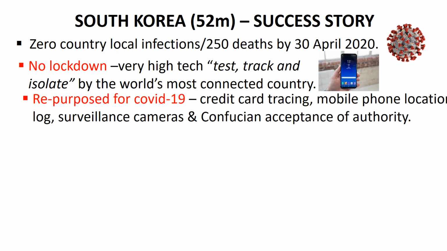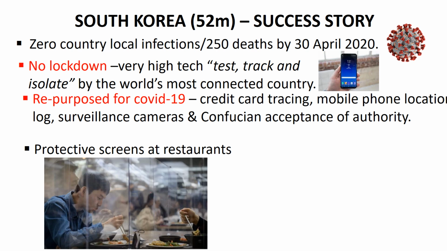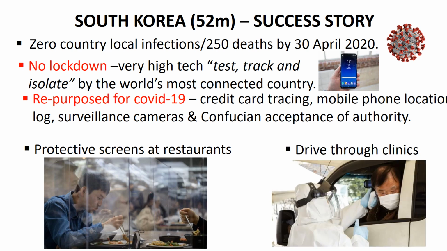Another important thing was that a lot of techniques that were used for, I suppose, surveillance, credit card tracing, mobile phone location logs, surveillance cameras, and a sort of Confucian acceptance of authority, were repurposed for COVID-19, including protective screens at restaurants and drive-through clinics. So it simply shows, without making any political point, that you can reduce the virus spread by using technology.